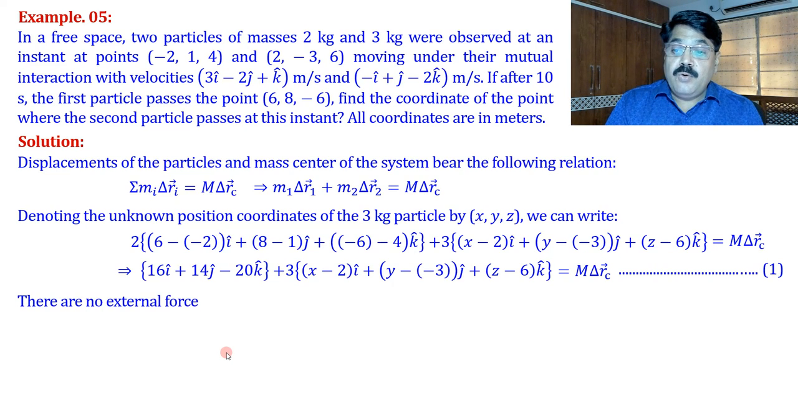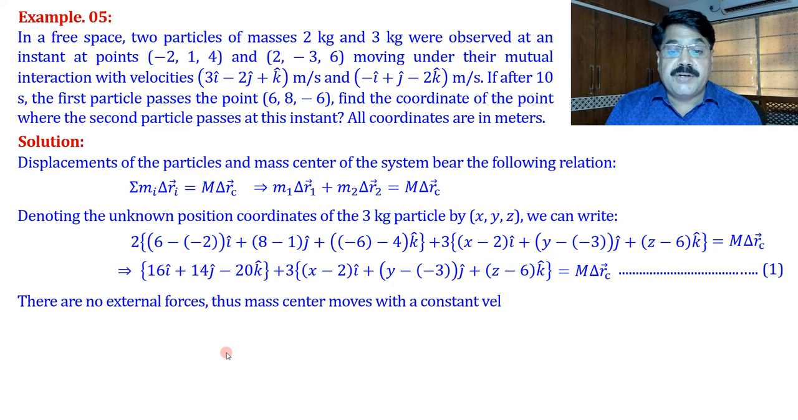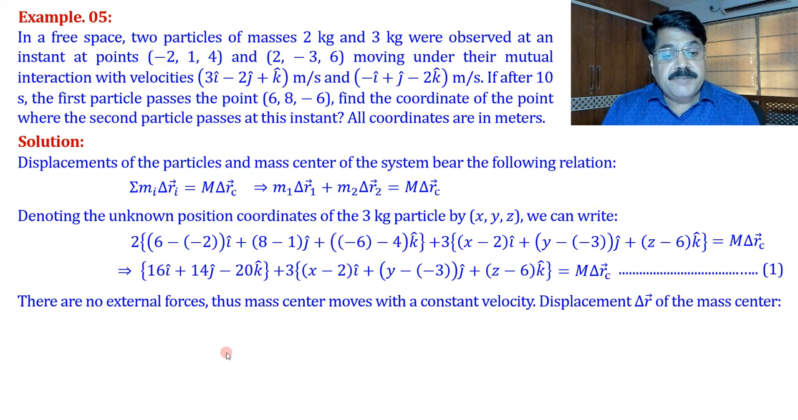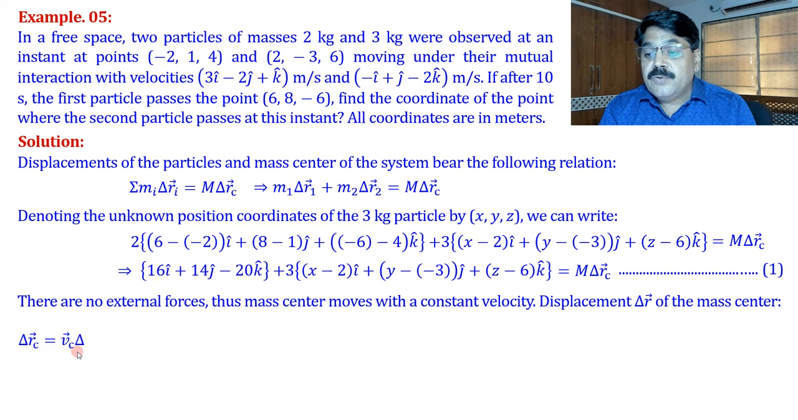There are no external forces, thus the mass center moves with a constant velocity. So the velocity of the mass center will become constant. The displacement delta RC of the mass center will be the velocity of the mass center into the time required. So delta RC will be Vc into delta t, and after 10 seconds, the time is given.